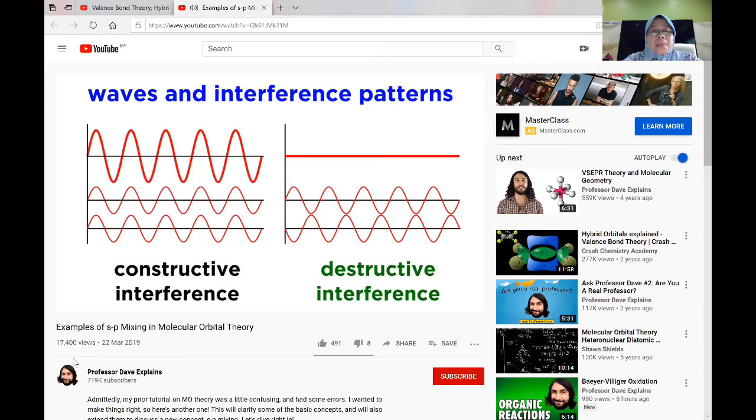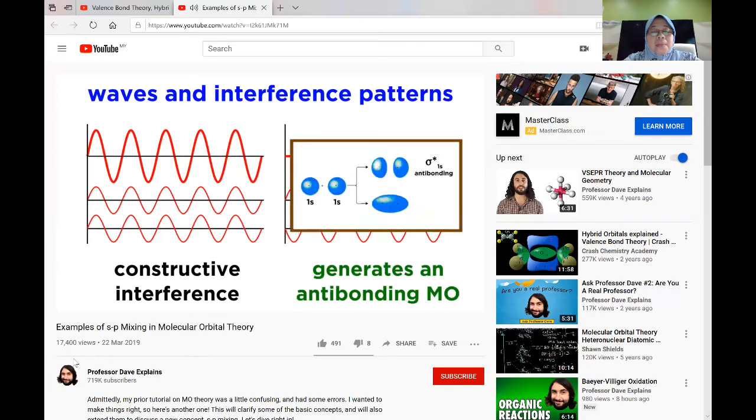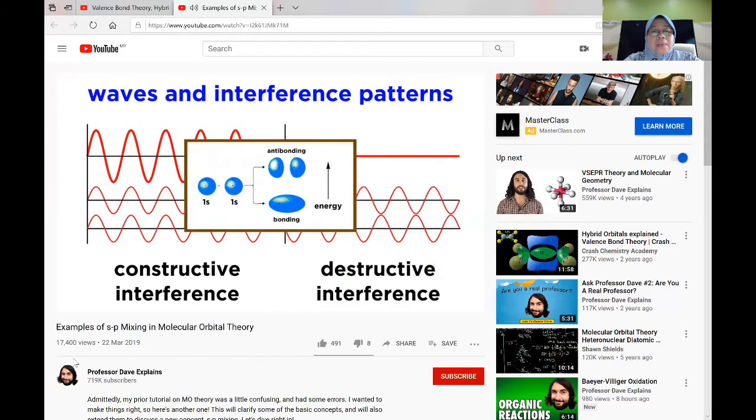There can also be destructive interference, where the peaks line up with troughs. This causes the amplitude to drop to 0, resulting in an anti-bonding orbital, like this sigma s star orbital. Here, there is a node between the nuclei, which weakens the bond. The bonding orbital is of lower energy and will thus be filled before the anti-bonding orbital.